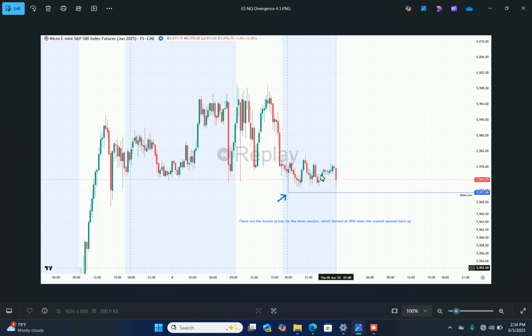When the NQ made lower prices, the ES didn't. And that's important. So I wrote, these are the lowest prices for the Asian session, which formed at 6 p.m. when the market opened back up.